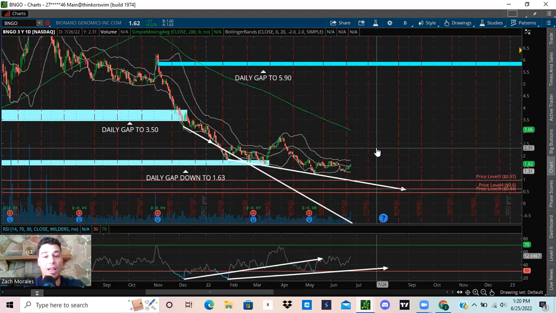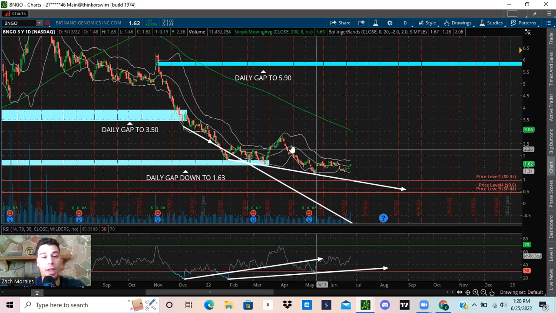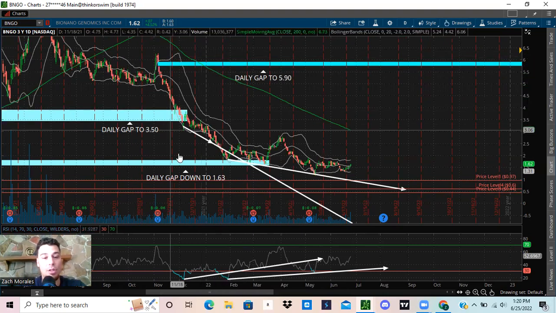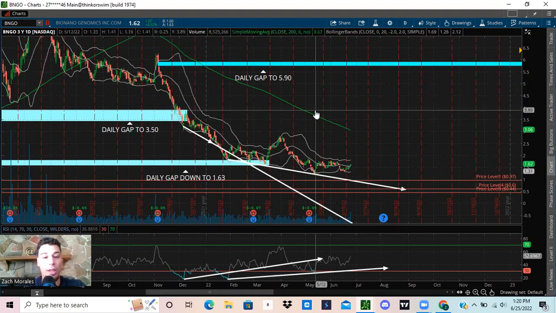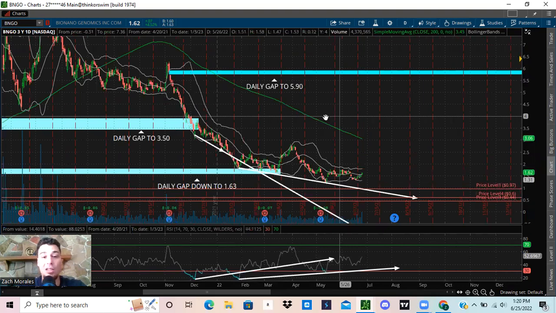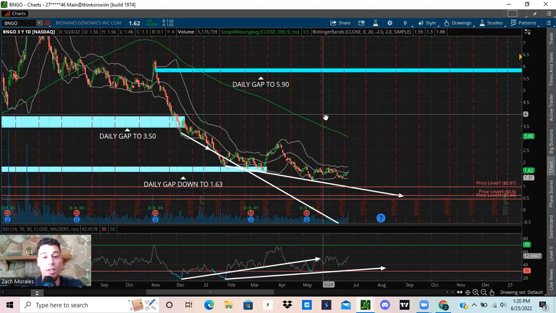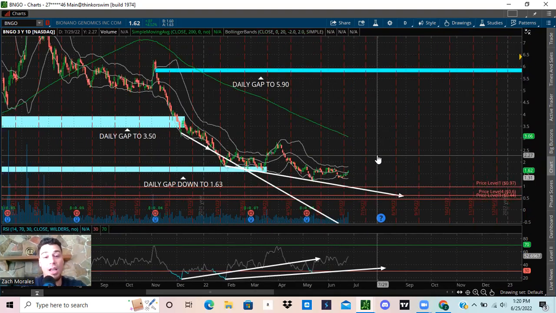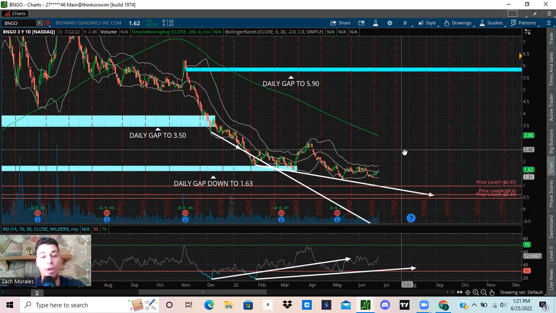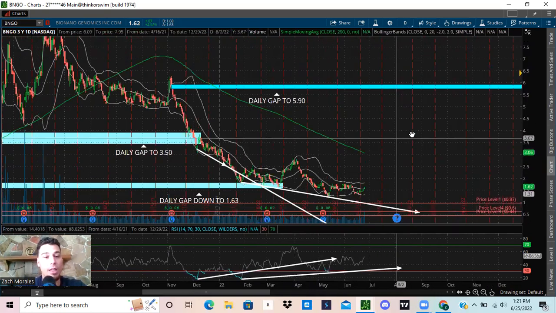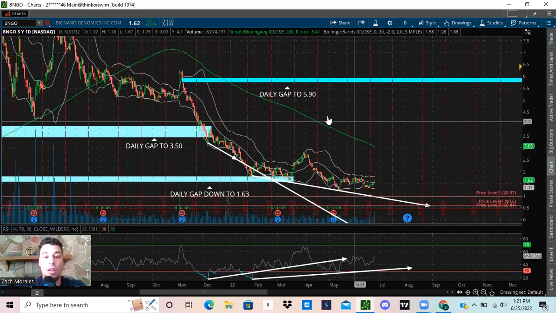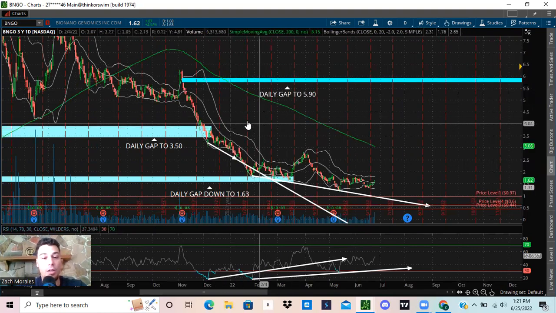Okay, so we're going to break it down using our 200 simple moving average. We're going to use the Bollinger Bands, and we're going to pay attention to these gaps on the chart. I'm going to go over some possible long-term opportunities and also some possible short-term setups for an entry on a swing bullish position, right? Now, of course, none of this is financial advice. This is just me breaking down some technical analysis and giving you my opinion on the data.